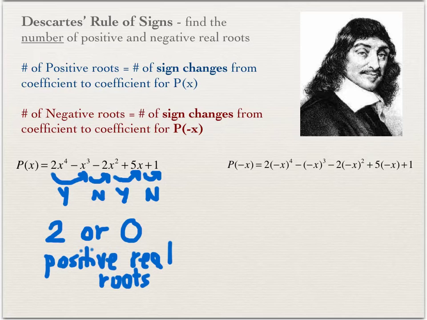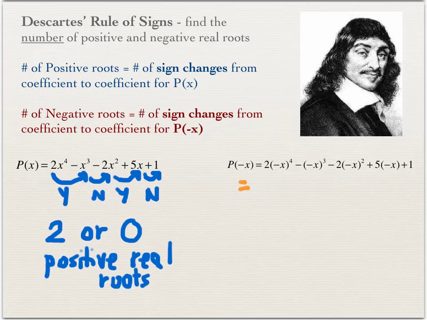Now I'm going to go to the other one here. This one's a little tricky. The negative ones. Notice that it's going to be the same type of thing, but now I have to think about the p of negative x. So notice I looked at the same function, but this time I put negative x in place of x. So let's just kind of calculate what this would equal.